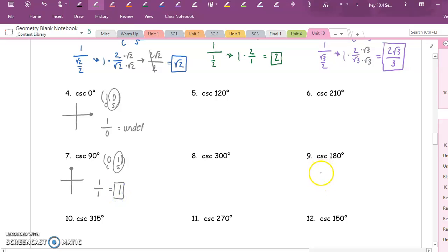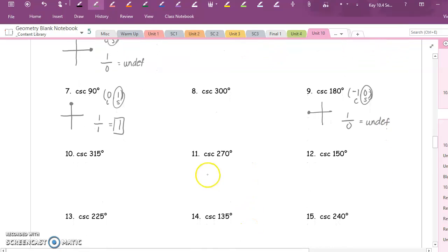Another one on the axes is 180 degrees. So we have negative 1, comma, 0. Cosine, comma, sine, it's the second one, so we're going to take 1 over 0, and we get undefined. Let's take a look at the last one that we have on this page on the axes, which is 270 degrees. So we have 0, comma, negative 1. Cosine, comma, sine, cosecant is 1 over sine, so we have 1 divided by negative 1, which equals negative 1.